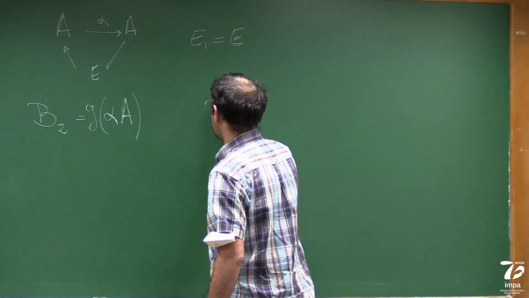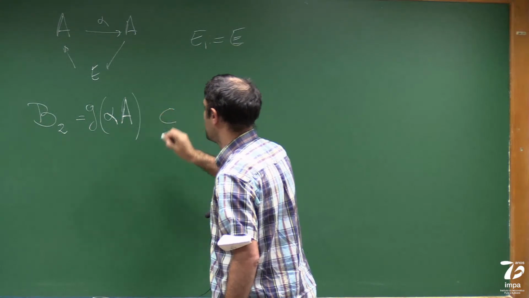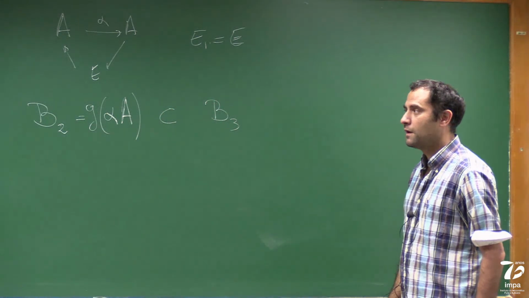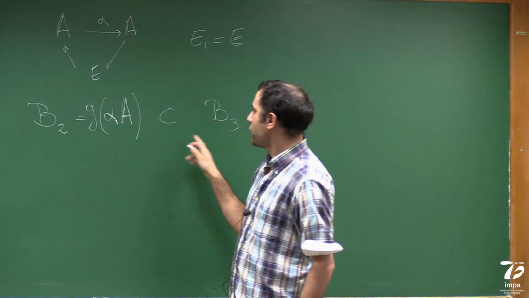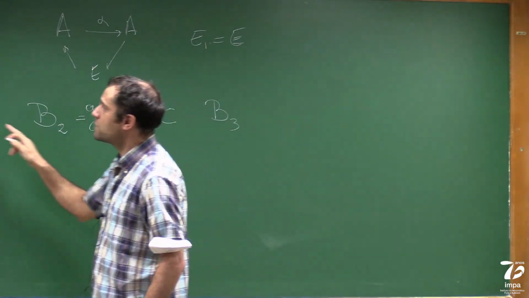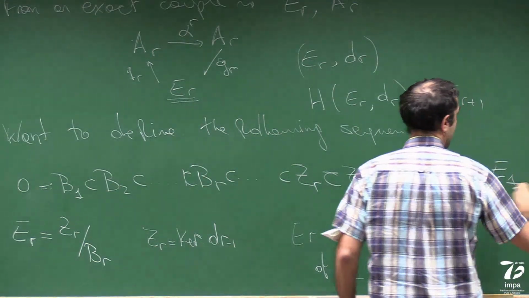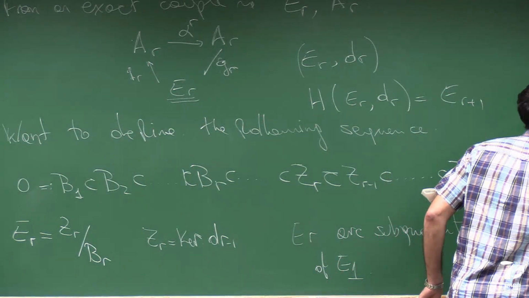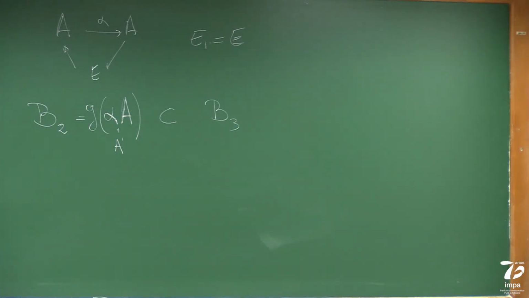Let's look at what is B^3. So this should be inside of B^3. How am I going to construct now the next differential? Well, the next differential is, I define this one as my A prime, which is A_2.